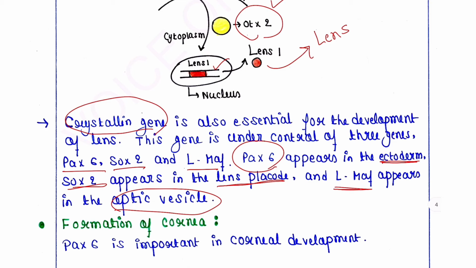Next, formation of cornea. The PAX6 gene, the master control gene, is important in corneal development also.